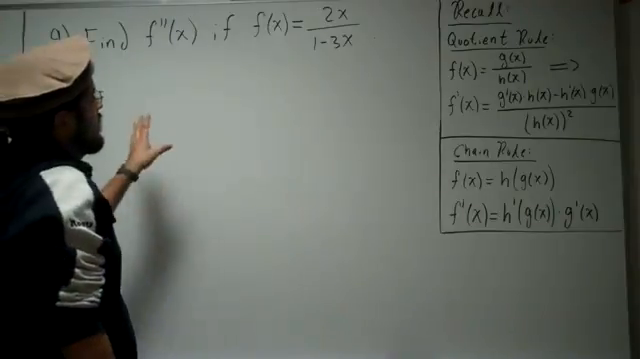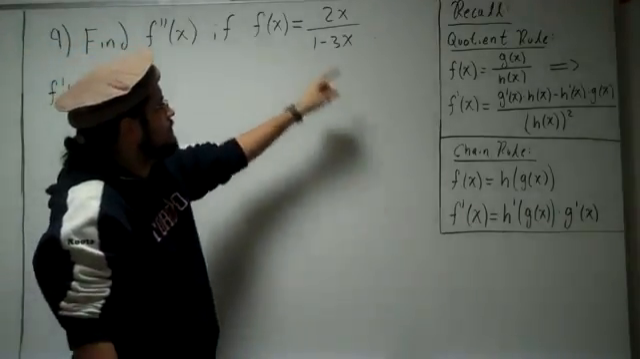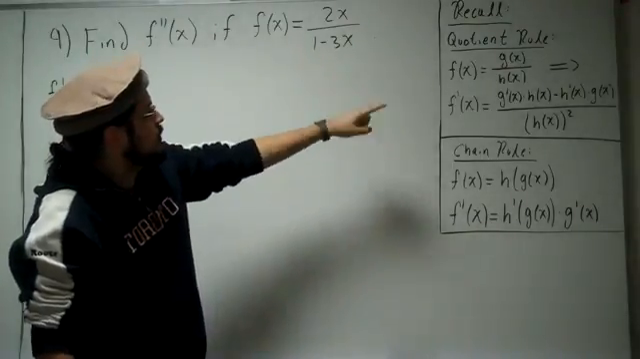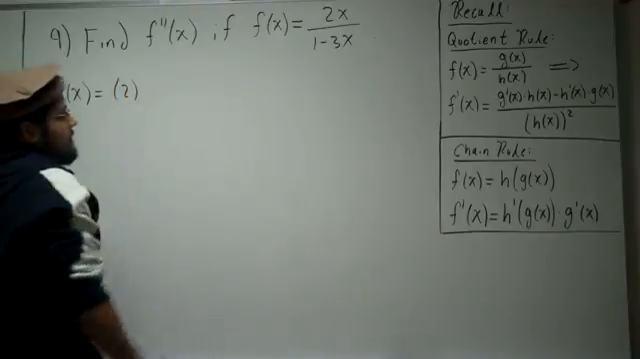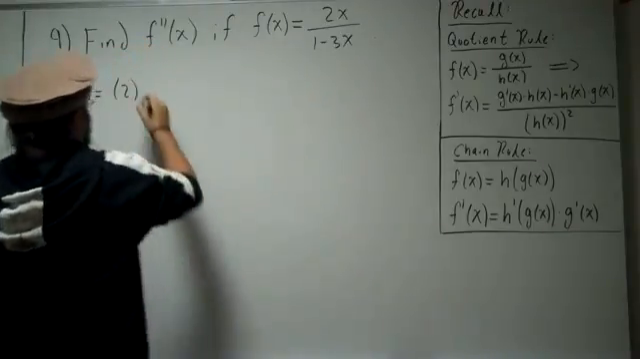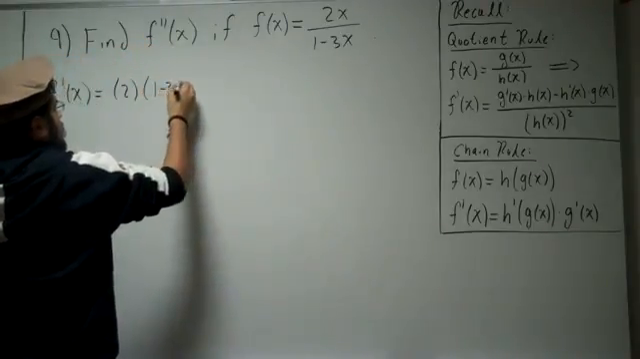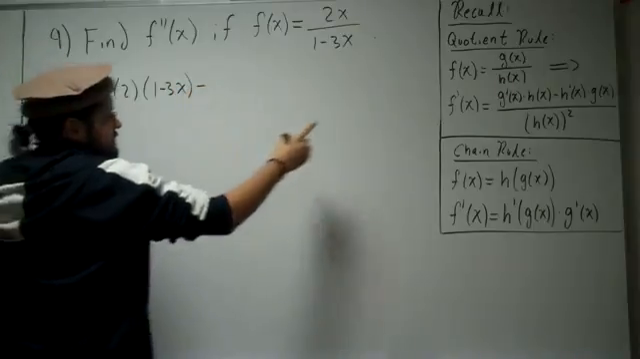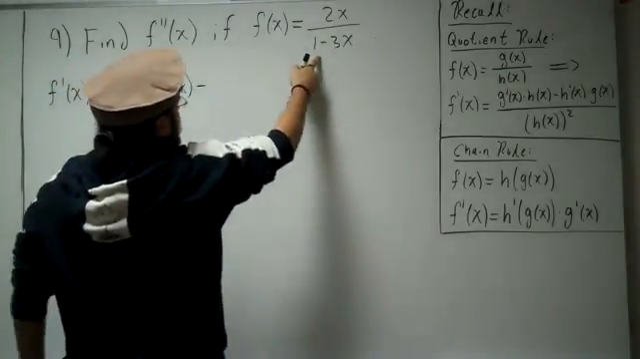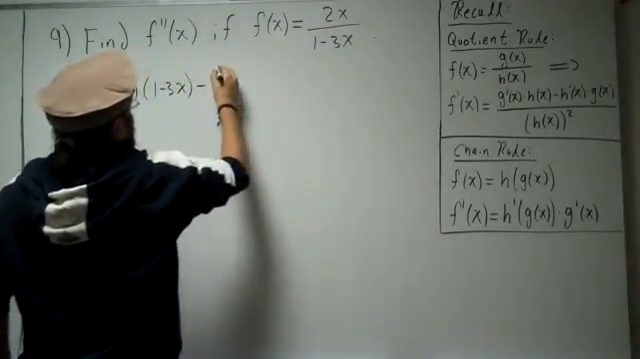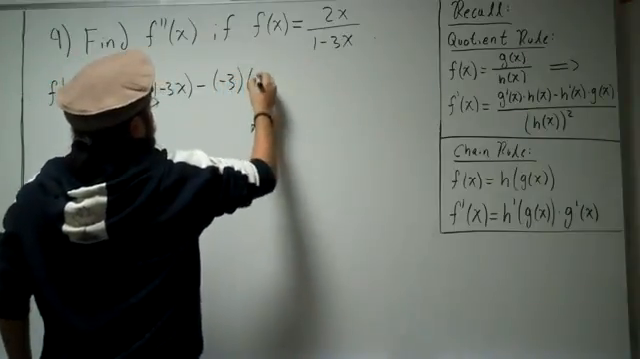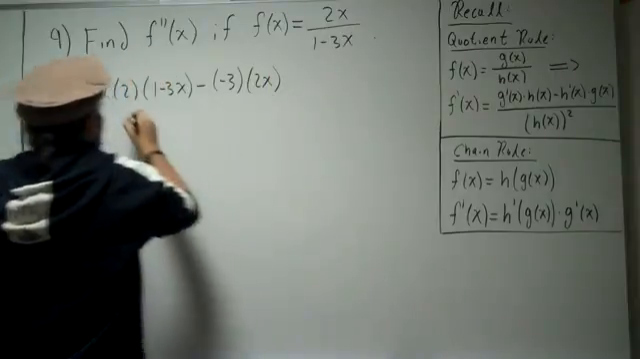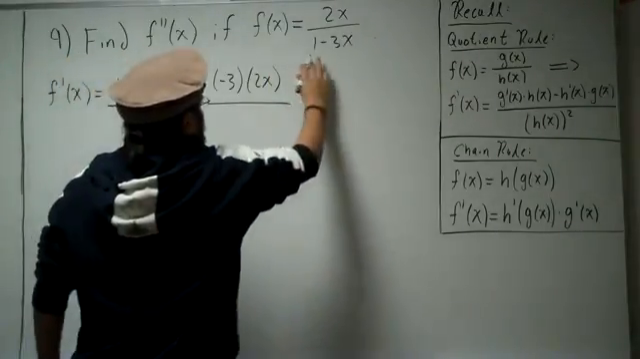Alright, to find the first derivative, we're going to go ahead and apply the quotient rule. What the quotient rule says: take the derivative of the top, which is 2, times the bottom, minus the derivative of the bottom, which is minus 3, times the top, all divided by the bottom squared.